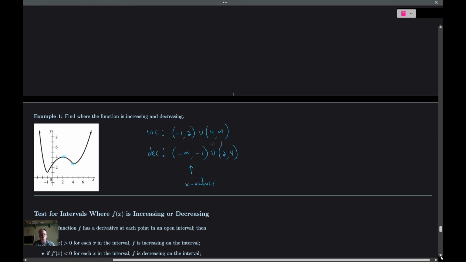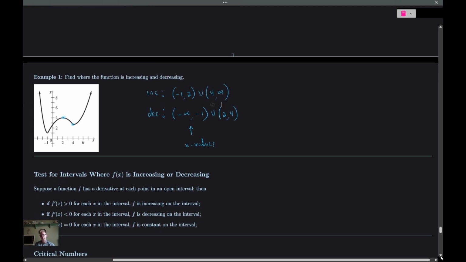Probably something you saw when you took that class in pre-calculus as well. That's mostly a recap. We might see a couple of warm-up problems on the homework, but not really what we're interested in for this course so much as how do we use calculus to tell where a function is increasing or decreasing.